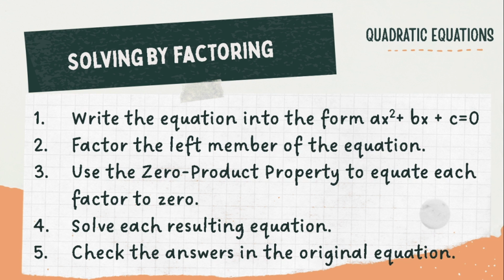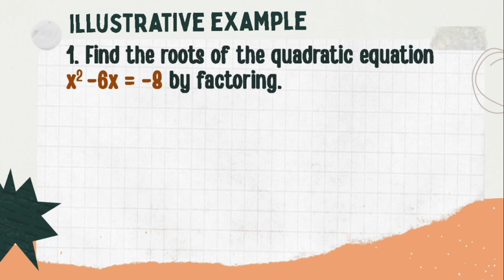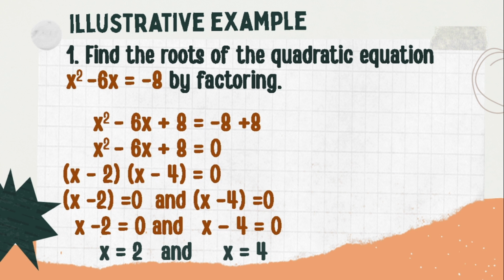Let's have some examples. Number 1. Find the roots of the quadratic equation x squared minus 6x is equal to negative 8 by factoring. Solution: move all the terms to one side of the equation to set it in standard form. So we have x squared minus 6x plus 8 is equal to 0.